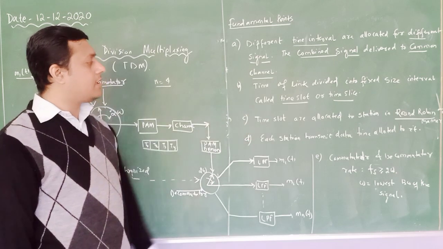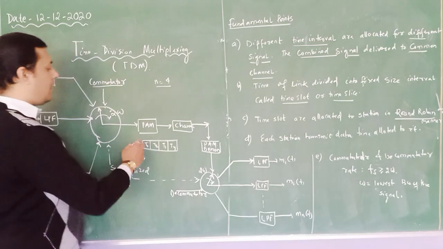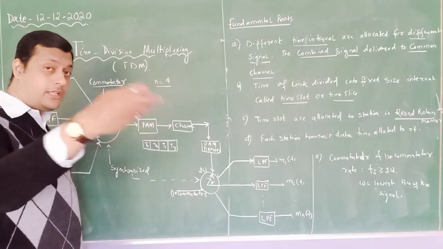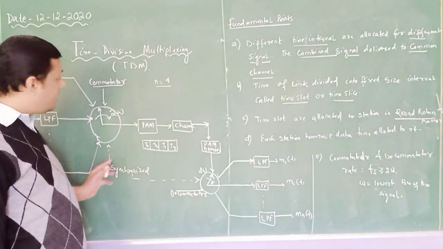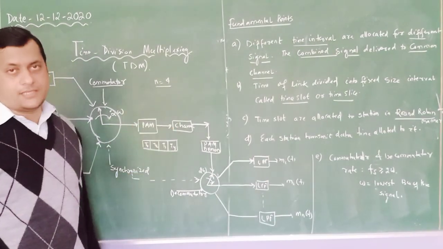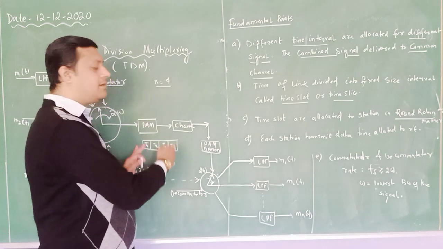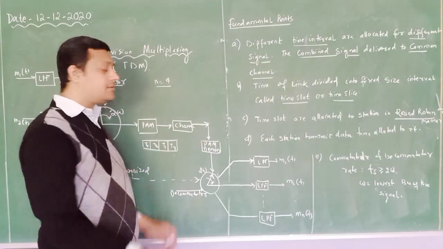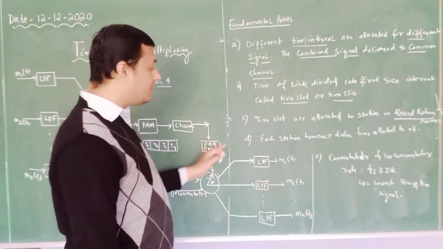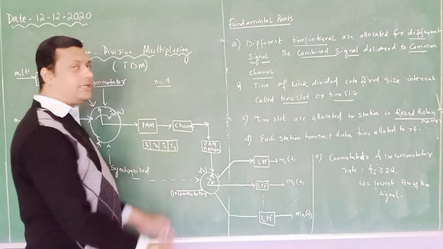Time slots are allocated to stations in a round robin manner. After T1, T2, T3, T4 what will happen? Again T1, T2, T3, T4, because this commutator is rotating. If the commutator is rotating, n number of frames will be generated. This is one frame, this is one slice, or one time slot in which my information is present. So this information is transmitted toward the base station or the receiver station. So at this receiver station, these time slots are fed to the decommutator.